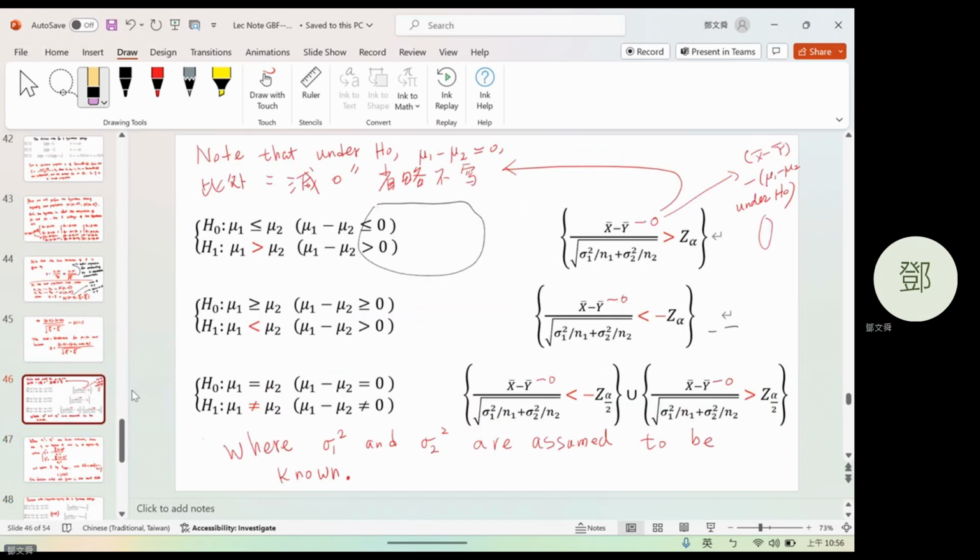Yep, this one. And so here, minus 0 is omitted. Okay, omitted. All right.